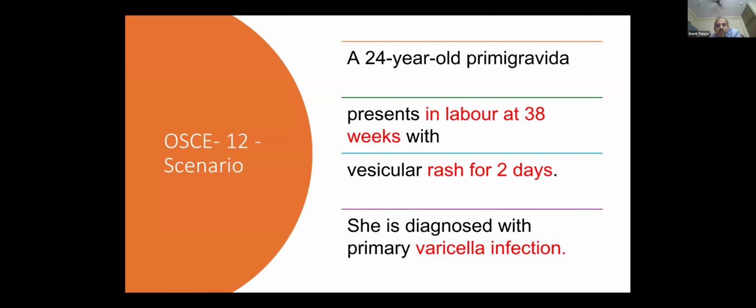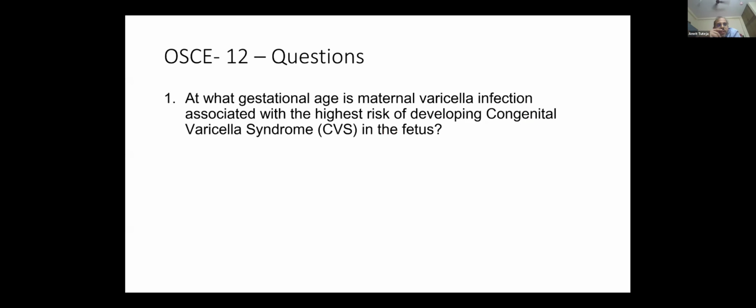So the next question is again infection. Chickenpox is again a commonly asked question and sometimes seen also. So, 38 weeks, baby delivered. The mother had a rash 2 days before the delivery, and it's a confirmed varicella infection case. So question one is, at what gestational age is maternal varicella infection associated with the highest risk of congenital varicella syndrome? That is, at what gestation, if mother gets varicella, is there a high risk of congenital varicella syndrome?